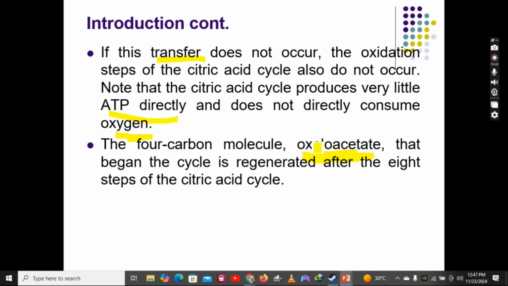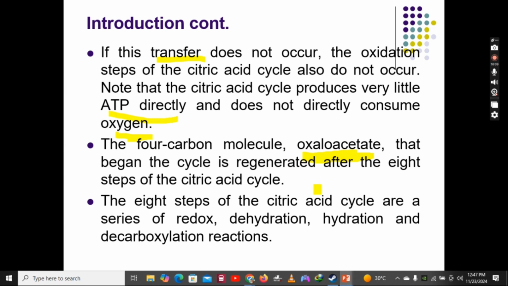From the first product, which is the oxaloacetate, it starts the citric acid cycle. Once the cycle completes, the end product, which is malate, will again be reconverted into oxaloacetate, and the cycle restarts itself. It starts again from oxaloacetate.